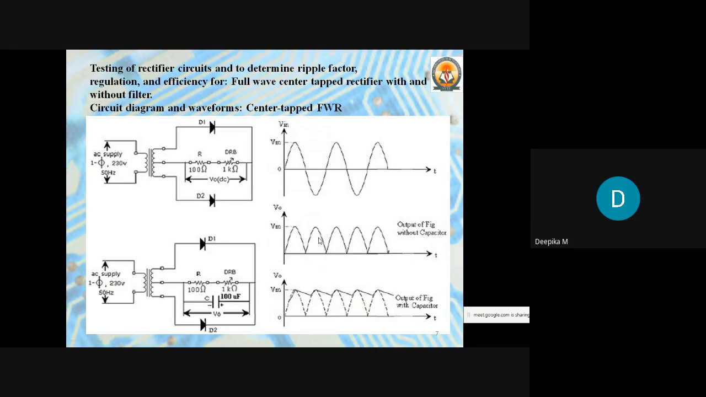In the negative half cycle, what happens? Diode D2 is conducting, so current flows through D2 and again follows the same path. Therefore, you get the negative half cycle in the positive part. Like this, the output is obtained.